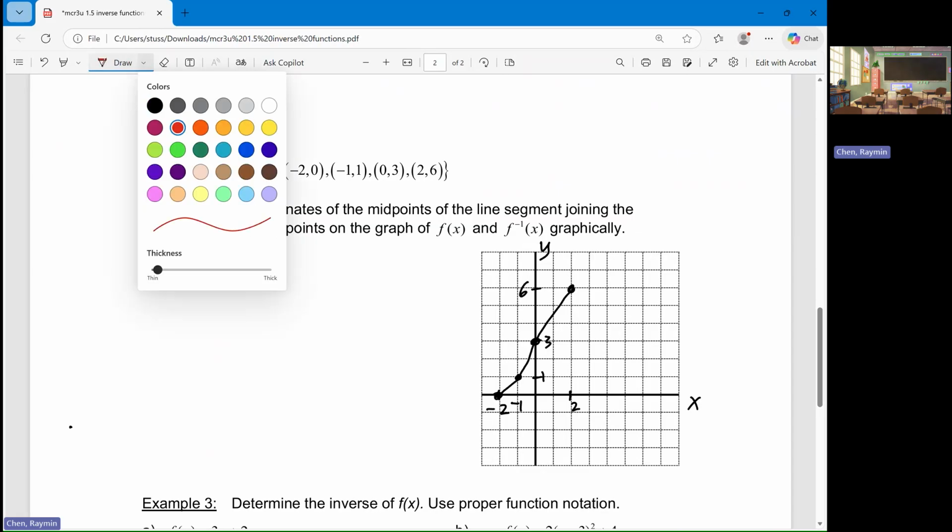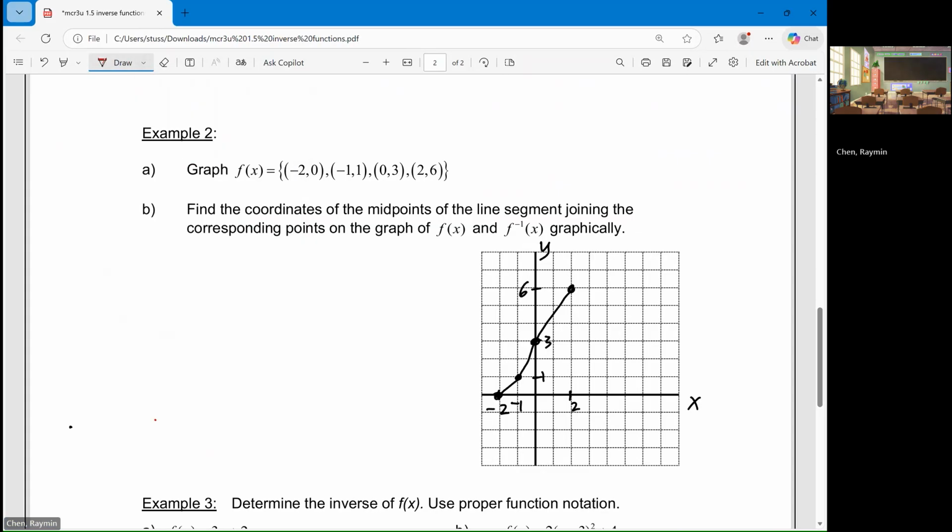I'm going to use a different color to find the inverse. And again, try it yourself. Pause the video. But what you should be getting out of this is that we are going to swap the x's and y's, and we get the following data points. So we have now the transformation of (0, -2), (1, -1), (3, 0), and (6, 2). Maybe I should fix my bracket there.